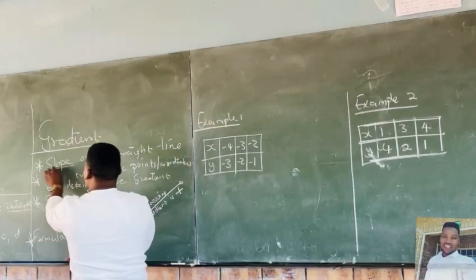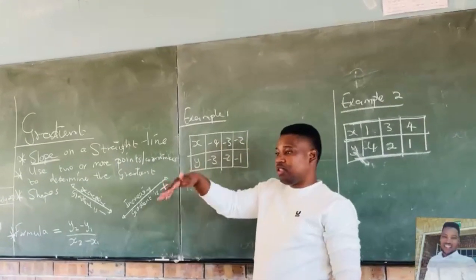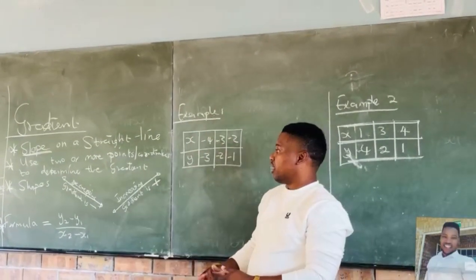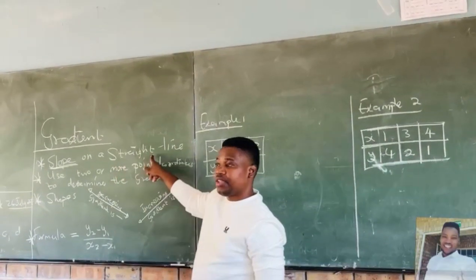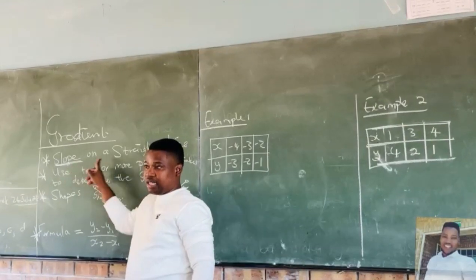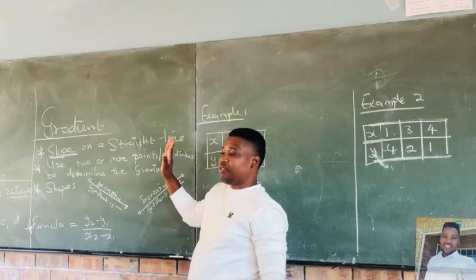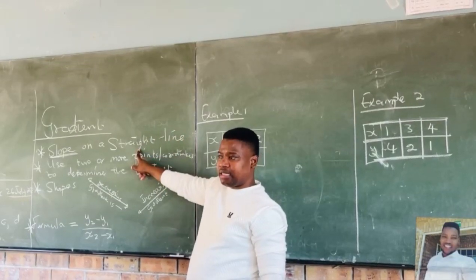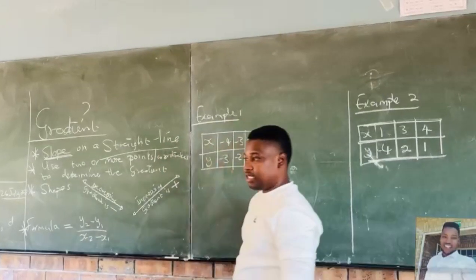In other words, in plain English, when they say gradient, they are referring to a slope. A slope refers to how steep something is, but here we are talking in terms of a straight line. The slope of a straight line. Since we are talking about graphs here, make sure that the graph is a straight line. If it's not a straight line, we cannot find the gradient.